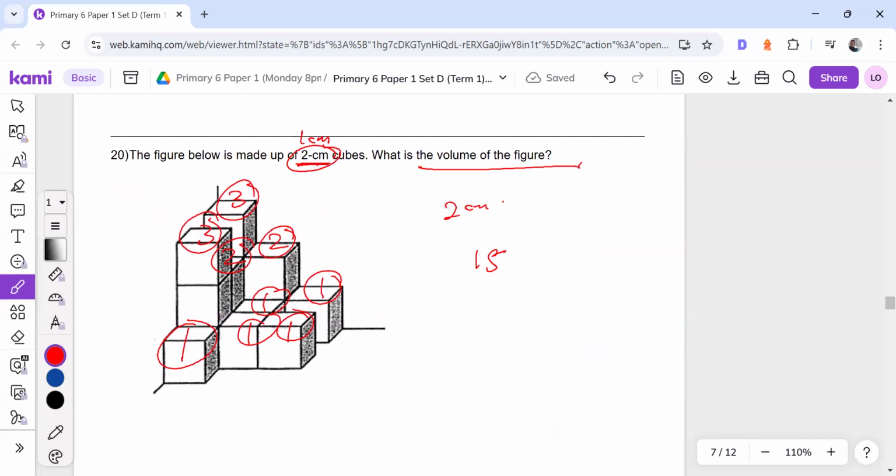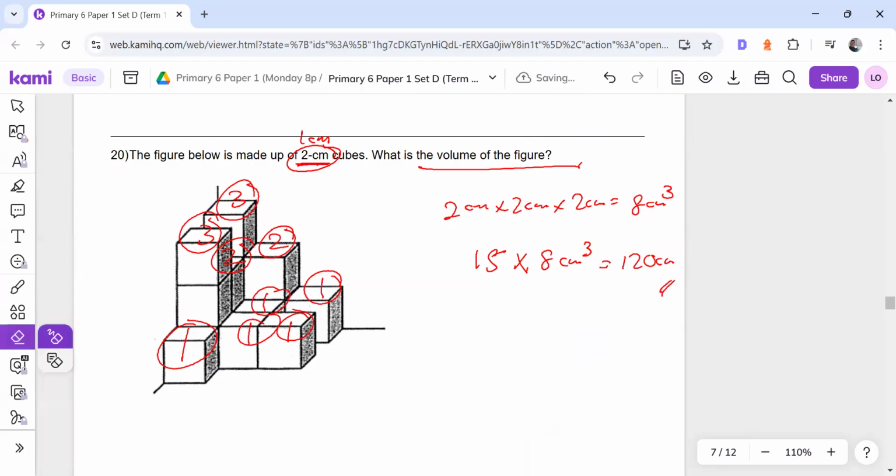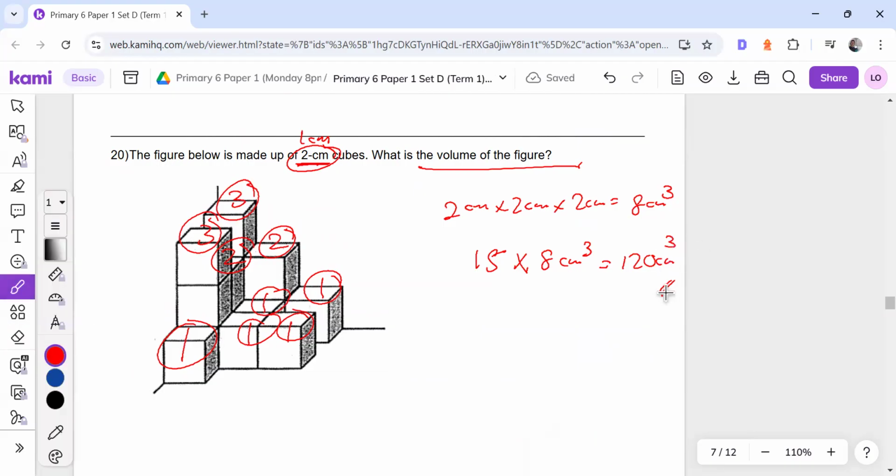2 cm times 2 cm times 2 cm to get the volume of one cube. And then there are 15 cubes. You will have to times 8 to get the volume of the whole figure. And your answer is what? 120 cm cube. This is a very common question, right? So make sure you know how to do. Count the number of cubes and then multiply by the volume of one cube to get the entire volume.